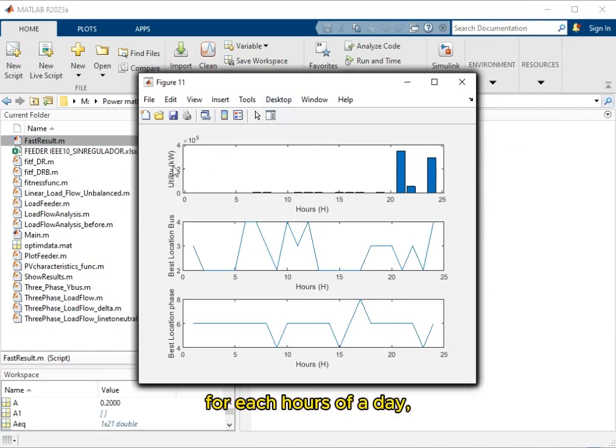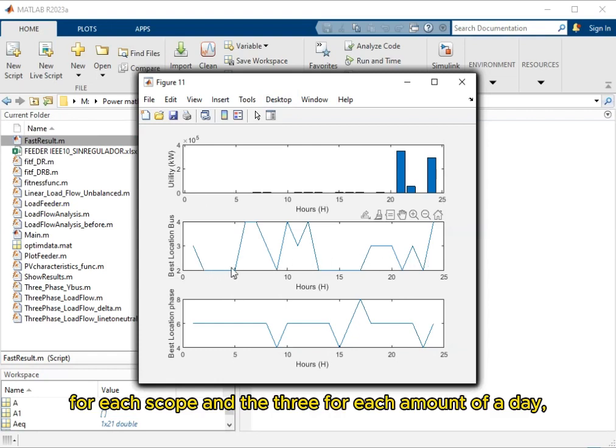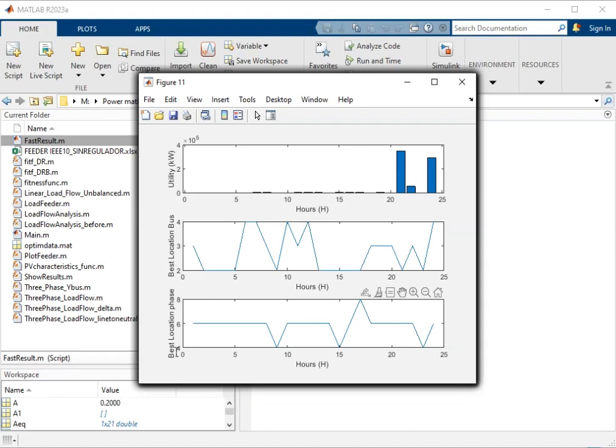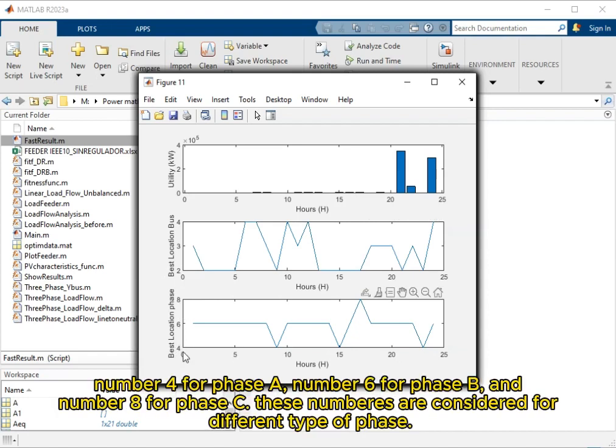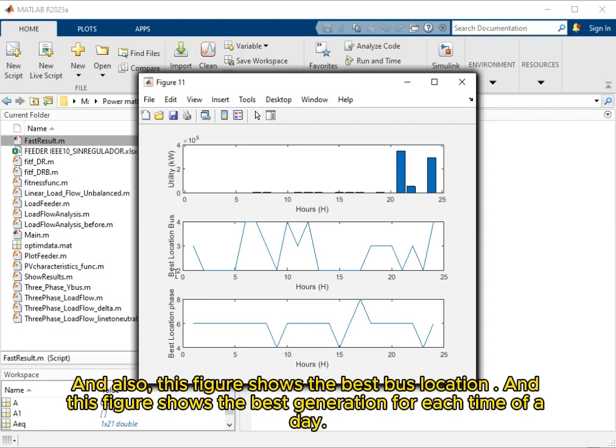If you press this key, you can see the optimal solution for each hour of a day. The best location phase is determined by number 4 for phase A, number 6 for phase B, and number 8 for phase C. These numbers are considered for different types of phase. And also, this figure shows the best bus location, and this figure shows the best generation for each time of a day.